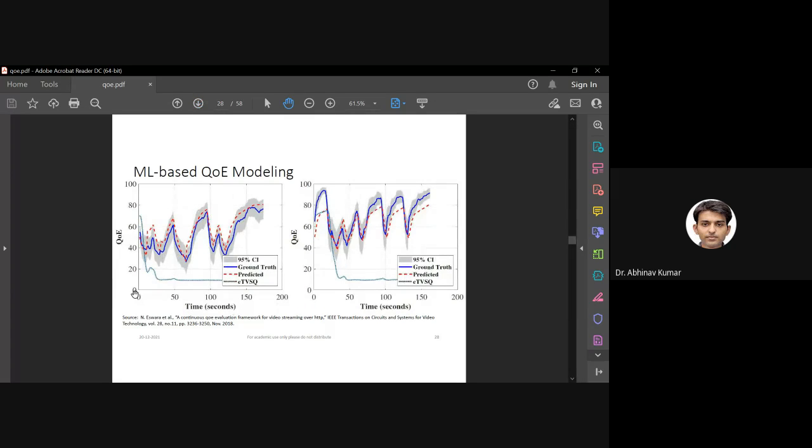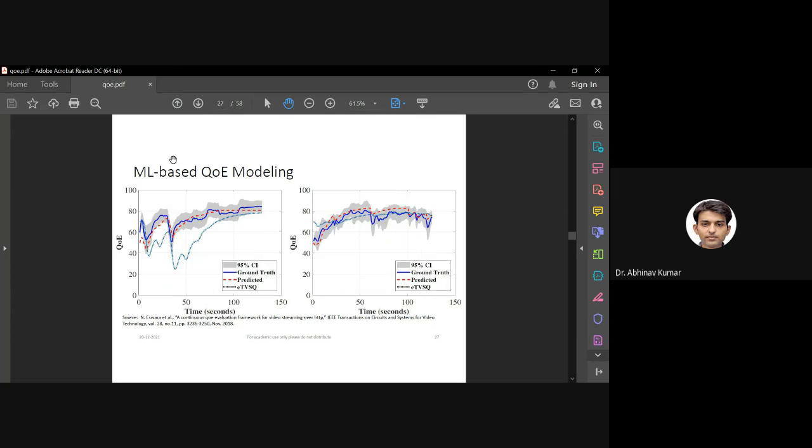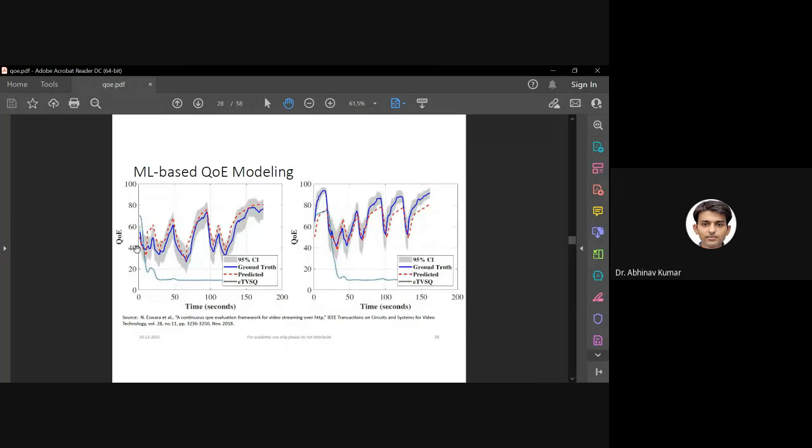You can have multiple rebuffering instances, and when you increase the frequency of rebuffering, ETVSQ simply dies out. Earlier, we had only one or two. But now as you increase the rebuffering instances, the proposed model again performs reasonably well, but much better compared to ETVSQ, as you see here.